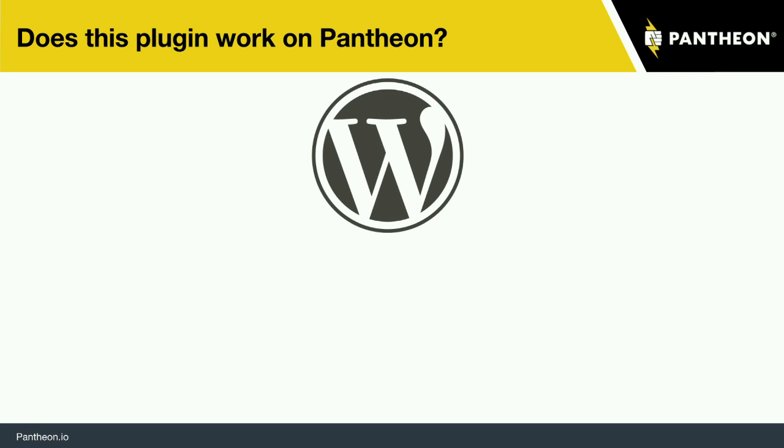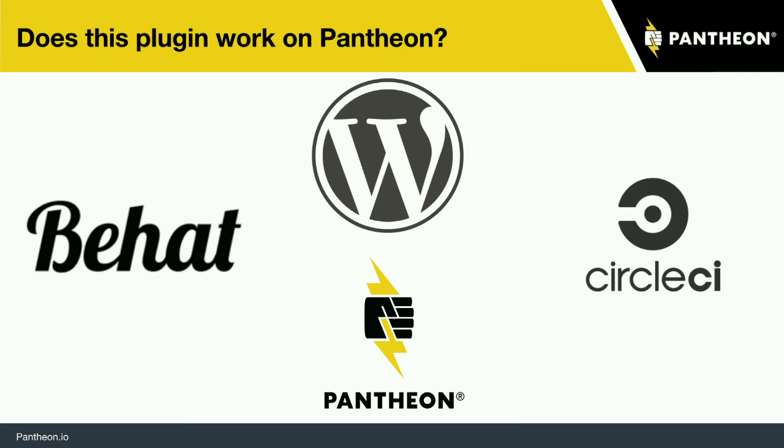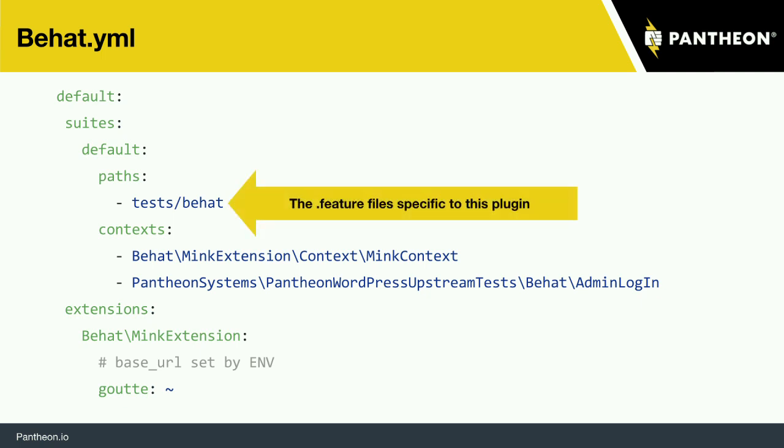So to answer that question, we again have a WordPress site. It's running on Pantheon. All these plugins have WordPress sites running on Pantheon. Every single time we get a pull request, Behat runs a set of tests against that WordPress site running on Pantheon, and CircleCI happens to be the tool we're using to execute those tests. I want to look more closely at those YAML configuration files. We saw that in the live demo, a YAML configuration file that really sets up how Behat executes.